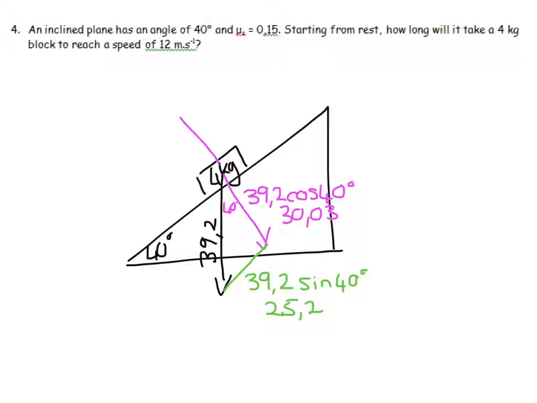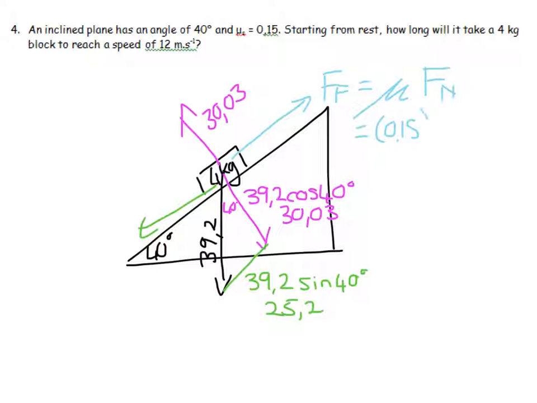That is equal to the normal, 30,03. I've got the force down the plane that I've worked out, and now I've also got a frictional force. Now my frictional force, remember, is equal to the coefficient of friction multiplied by the normal force. Luckily, I've got the normal force, so I substitute it in.